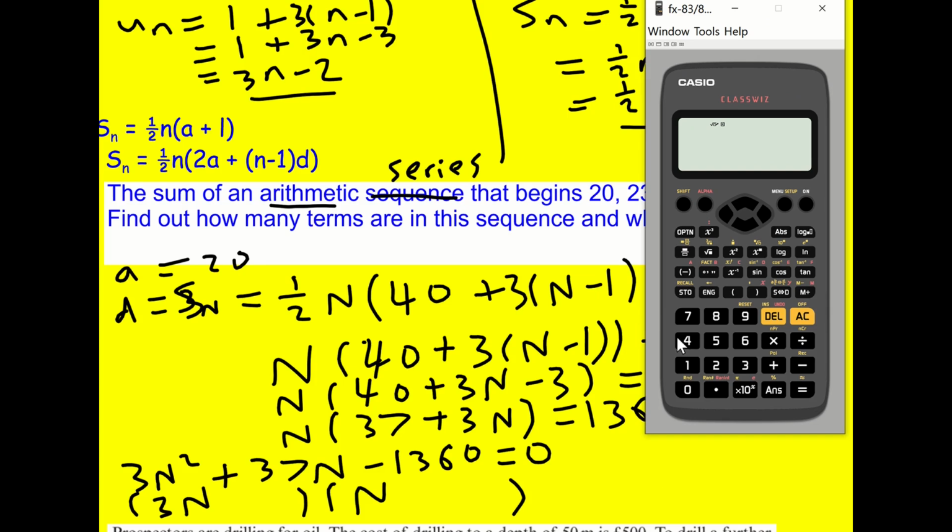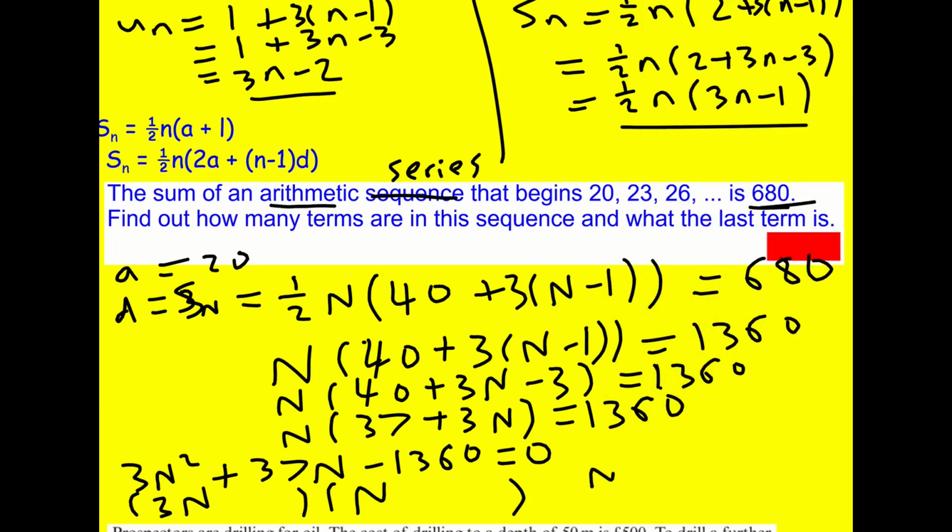I'm going to have to put it in full, so actually, I will write it down first. It's going to be that n is equal to minus 37 plus or minus the square root of 37 squared minus 4 times 3 times minus 1360. Sorry, I'm running out of space here. This is the shocking bit of working. Yeah, I can put that in.